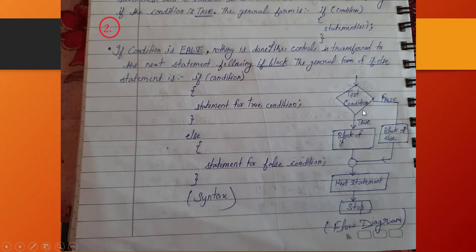This is the flow diagram. Here we will test the condition. If it is true, then the block of the if statement is executed, then the next statement, and we will stop the program. If it is false, then we will execute the else part of the if else statement. Let's see with an example.